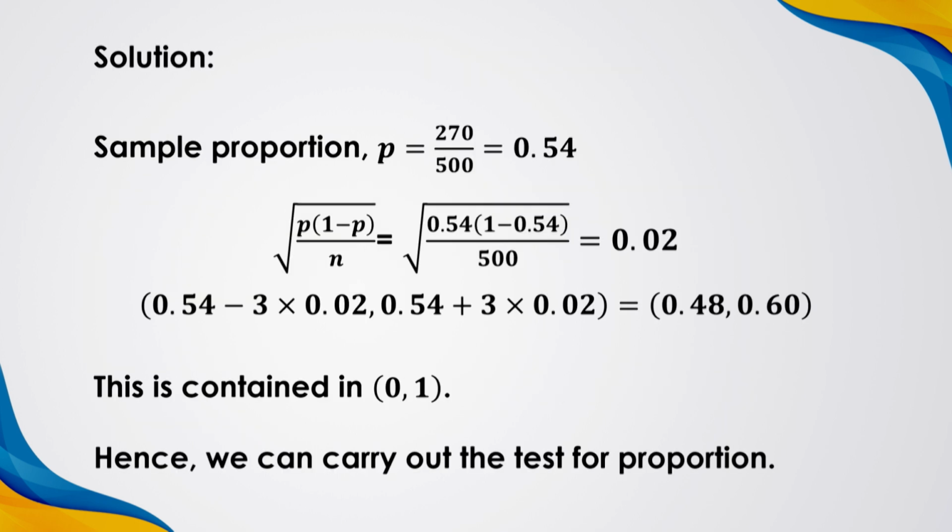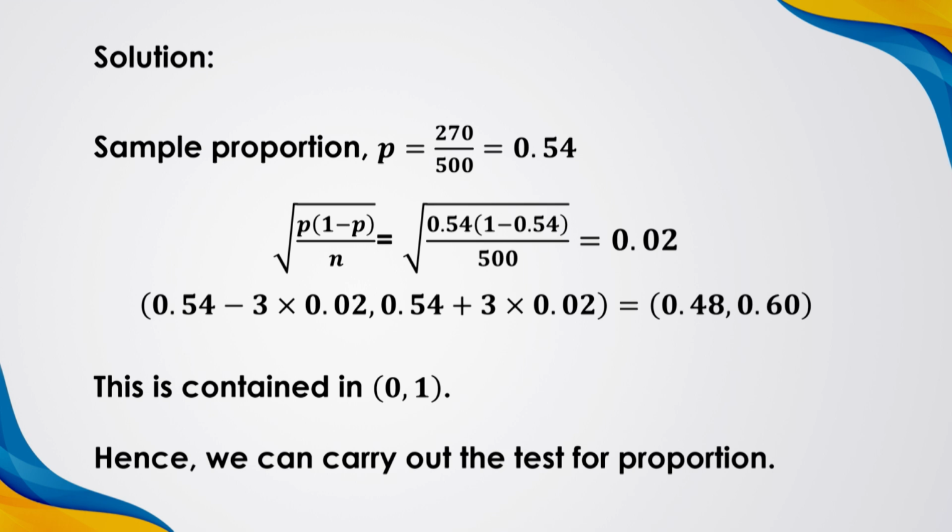Solution. We compute the sample proportion p equal to 270 divided by 500, that is equal to 0.54. Now, I am going to compute the square root of p times (1 minus p) by n. After imputing the values I get 0.02. Now, we compute the interval 0.54 minus 3 times 0.02, comma, 0.54 plus 3 times 0.02. This turns out to be 0.48, comma, 0.60.